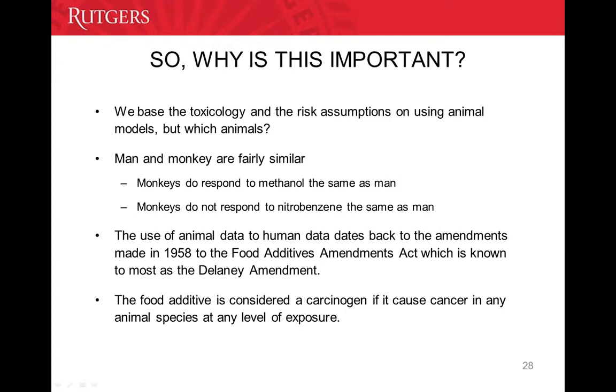The use of animal data is important because the animal data that was collected more than half a century ago impacted the legislation that we have. The Food Additives Amendment, known as the Delaney Amendment, from back in 1958, made a point that a food additive is considered a carcinogen if it causes cancer in any animal species at any level. So they would do studies, see that a particular compound was cancer-causing, and immediately prohibit its use in food.